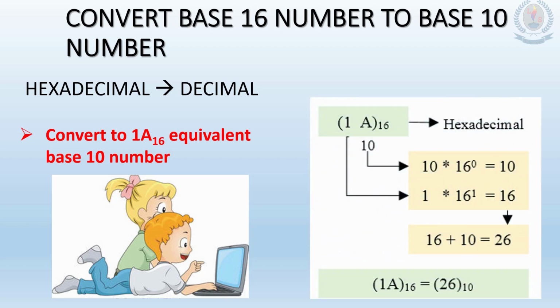So A means number 10 in decimal. So you write number 10 and multiply by 16 to the power 0, again starting from your right hand side. 16 to the power 0 is 1. 10 into 1 you get 10. And then 1 into 16 to the power 1, that is 16. Simply you add these together, you get 26.